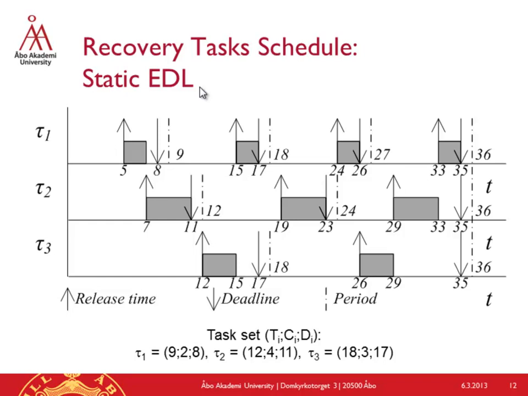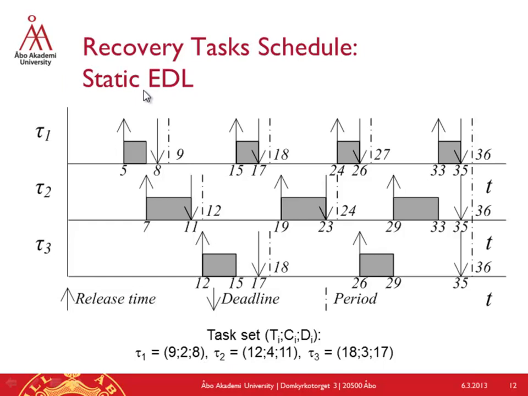And this particular EDL schedule is composed for this task set, where the first parameter is period, the second is computation time, and the last one is a deadline. So you can see that all of these tasks are scheduled as late as possible, but without missing their deadlines. I also have to say, why is this a static algorithm?